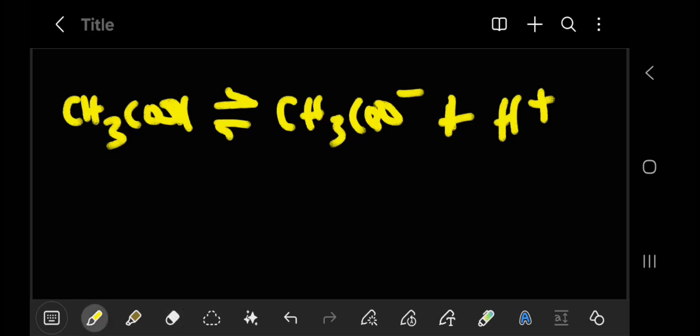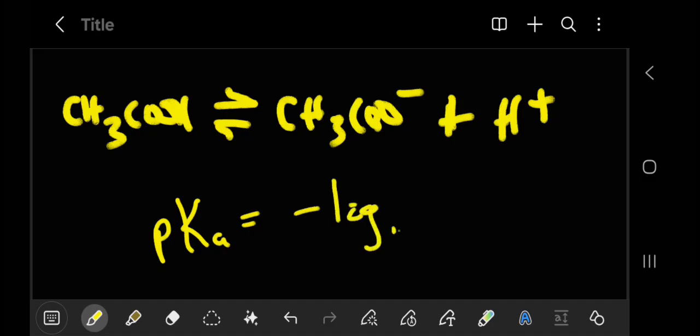So don't forget that pKa is equal to the negative log to base 10 of the Ka. So this is just a relationship. And that is why you're actually plotting a graph of pH against the log of the acid base dissociation constant.